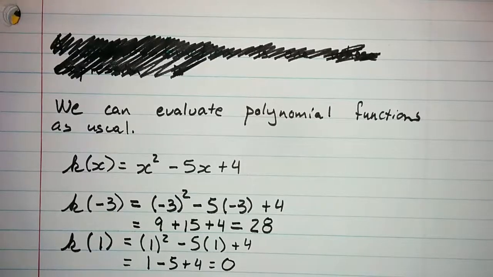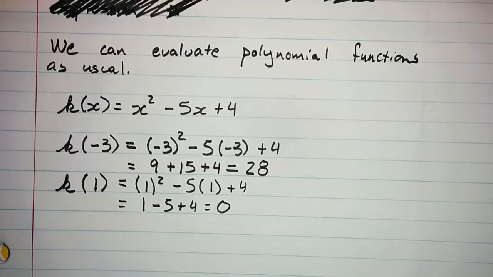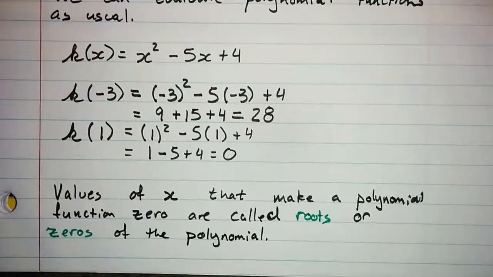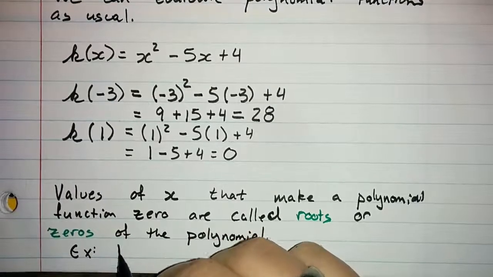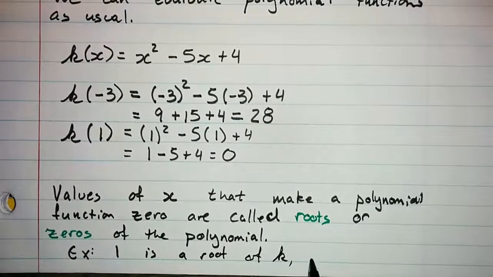These points where a polynomial equals 0 have special significance that we'll understand further later, but they have a name. Values of x that make a polynomial function 0 are called the roots or zeros of the polynomial. So for example, 1 is a root of k above.